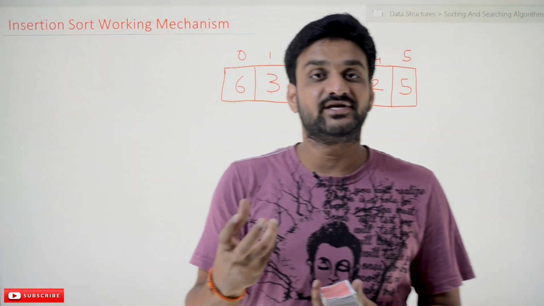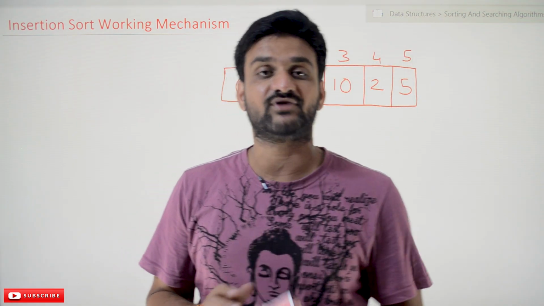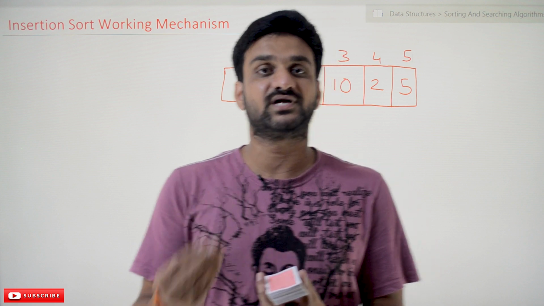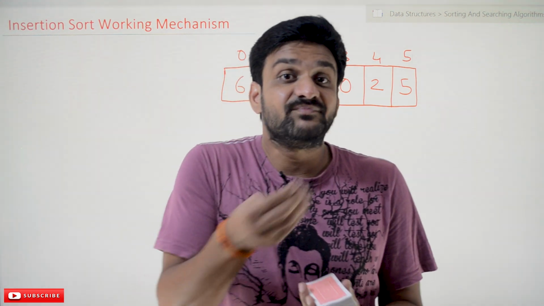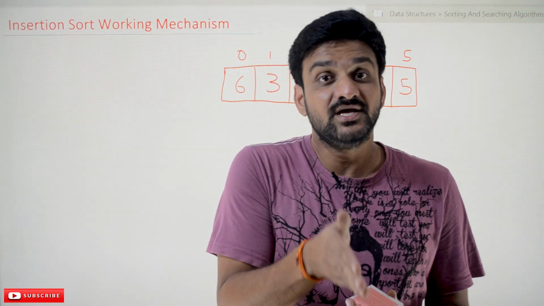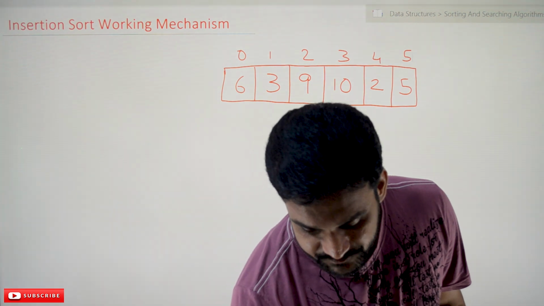So let's try to understand this by using this real world example. We will take this deck of cards, and we will take card after card, and we will try to arrange them in sorted order. Based upon how that works, the algorithm has been designed. So let's take the first card.